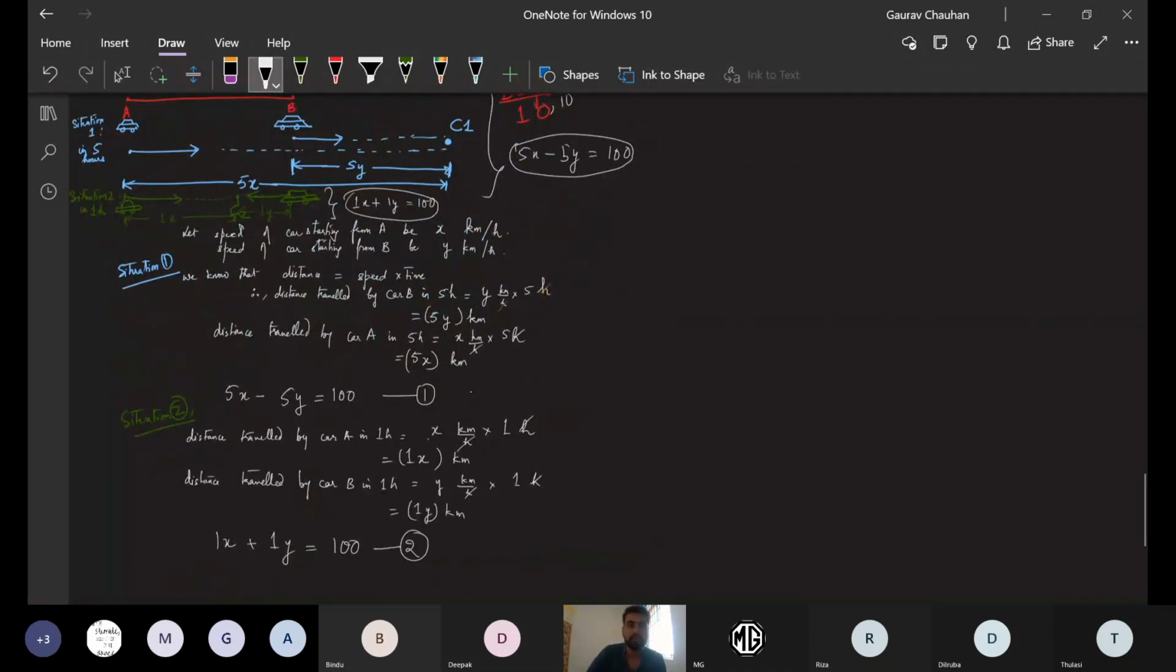Finally, when you solve these two equations, 5x minus 5y, and 1x minus 1y plus 1y is equal to 100, you will get some x, some y, and you will get the speed of car A and speed of car B. Now, any questions, guys? You have to solve the two equations. I'm not doing it. Solve equation 1 and 2 and find the actual speeds. That's your job.